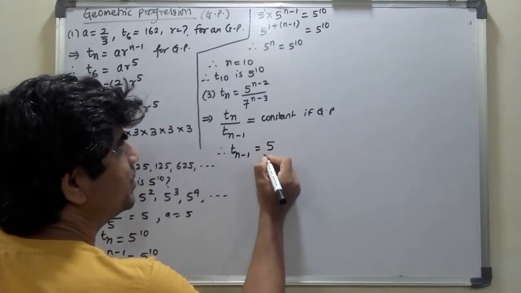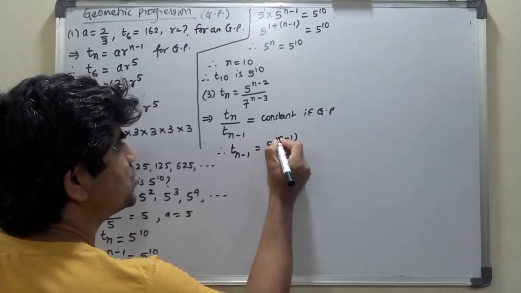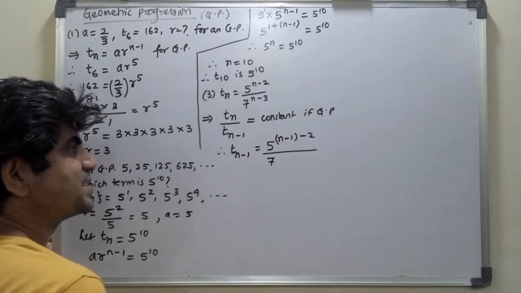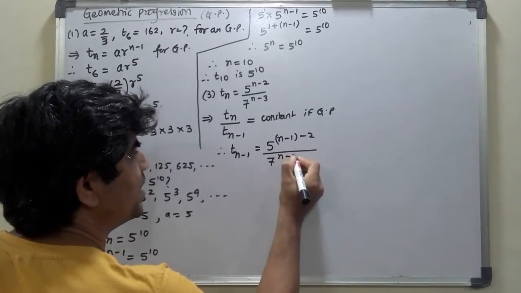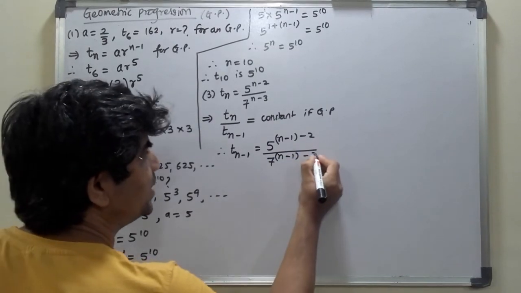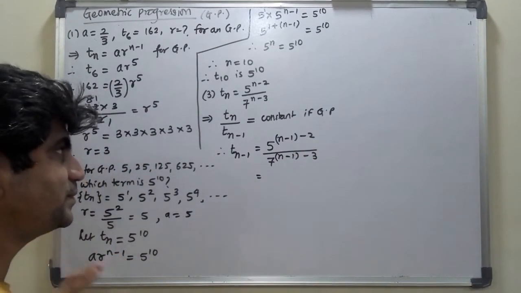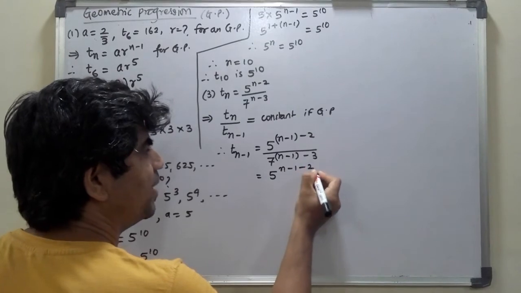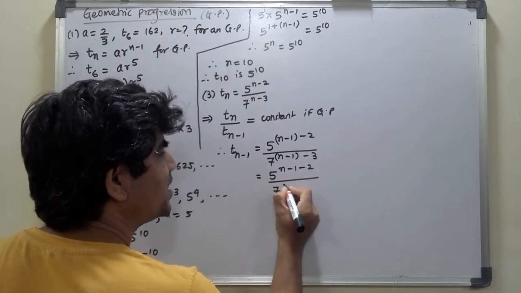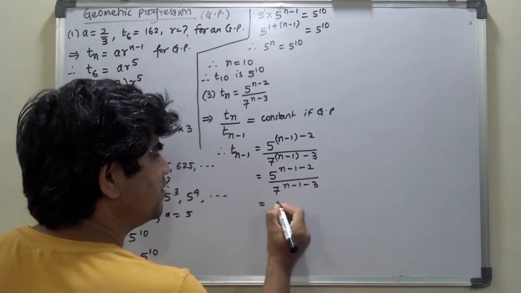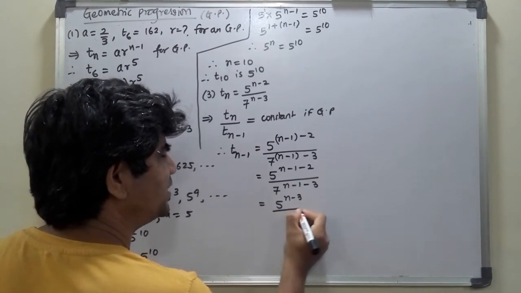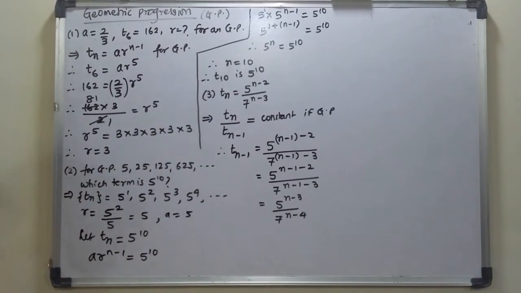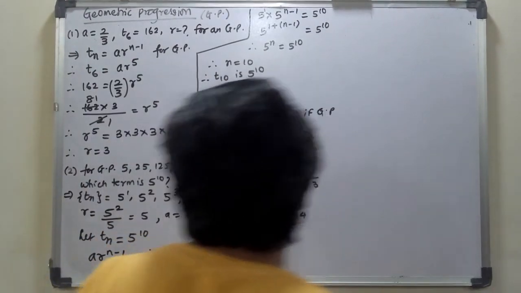So I get 5, this n replaced by n minus 1, minus 2, and 7, this n replaced by n minus 1, minus 3. When I open the bracket, I get 5 raised to n minus 1 minus 2, and 7 raised to n minus 1 minus 3, which is 5 raised to n minus 3 and 7 raised to n minus 4. Agreed? Now let me take the ratio of this.